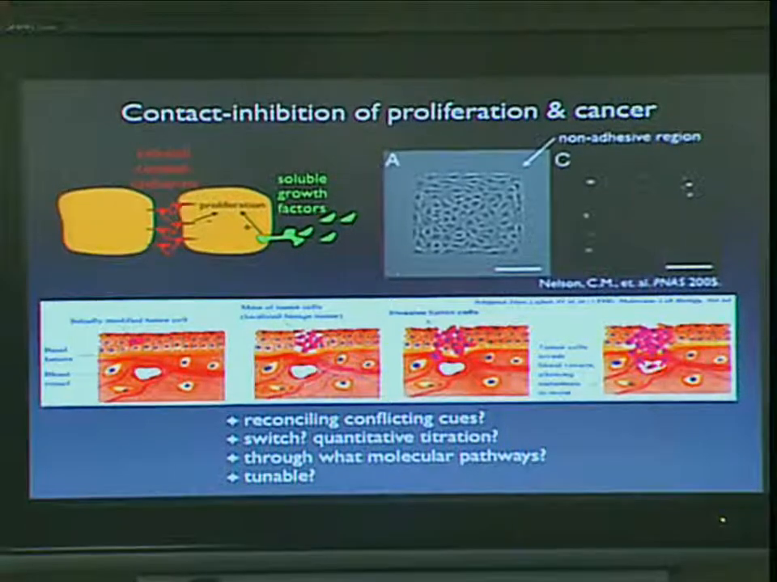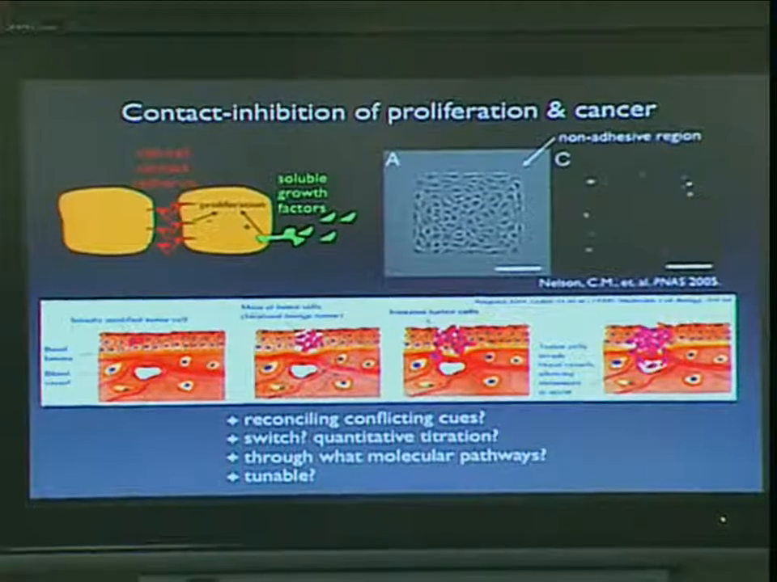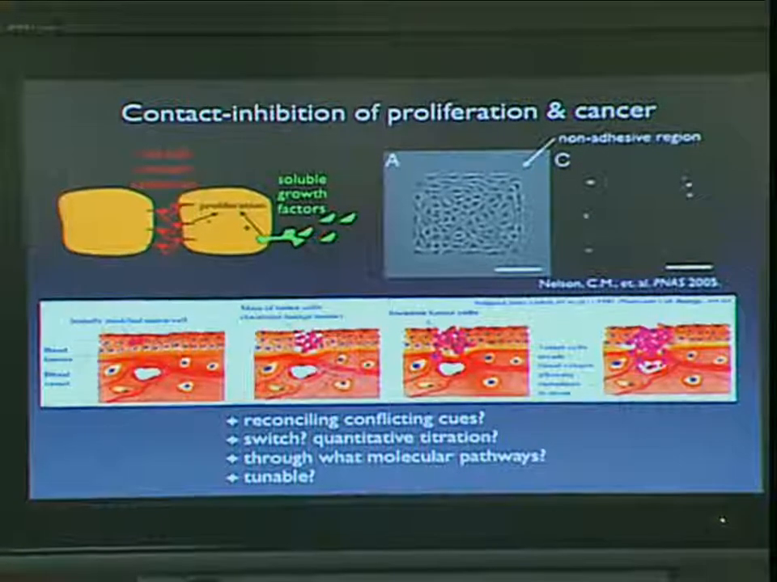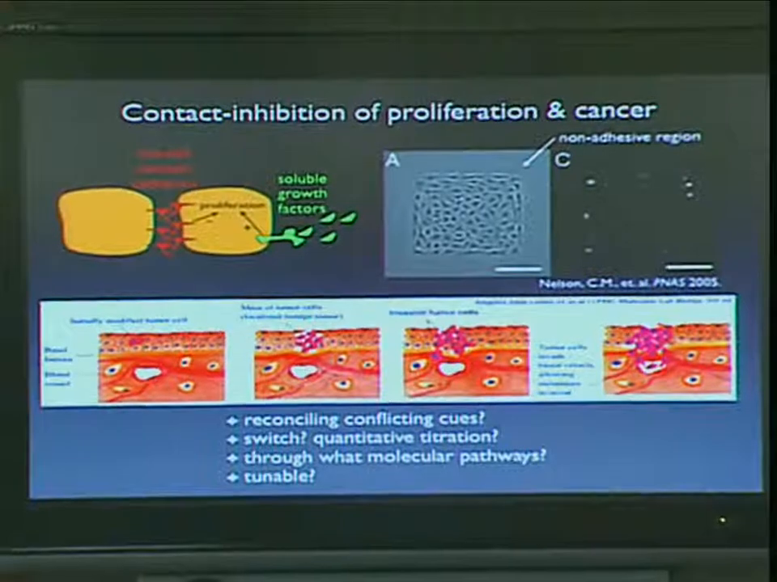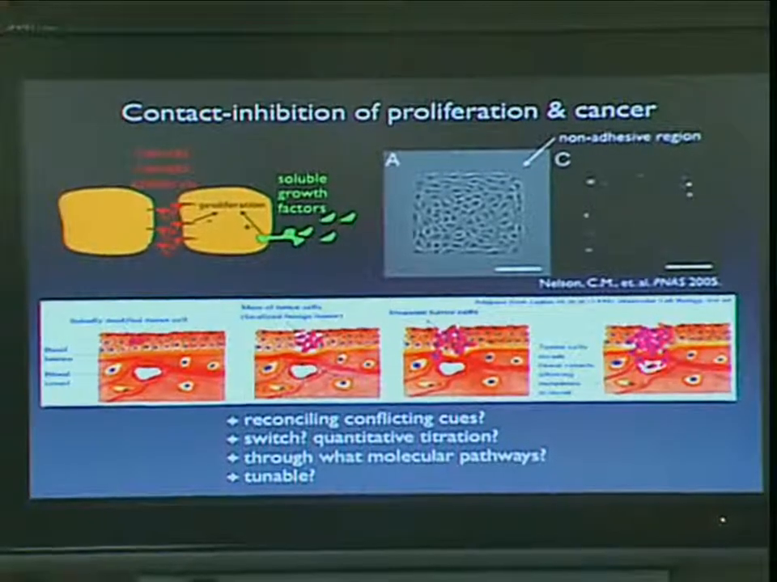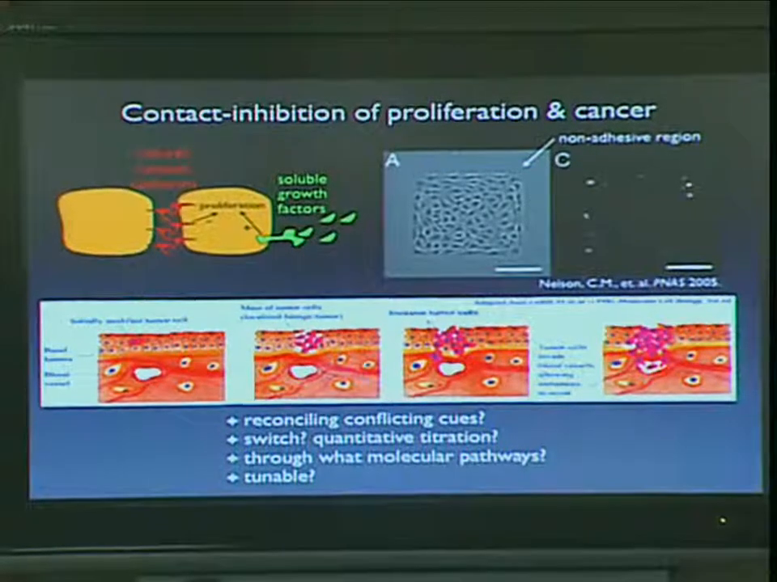Okay. The question we've been interested in is if you take any normal endogenous situation, what you typically have isn't just cell-cell contact, but also other molecular signals in the environment. An important class of them are soluble growth factors that will tell the cell to do exactly the opposite, which is to divide.